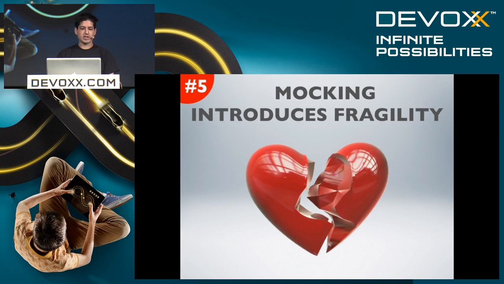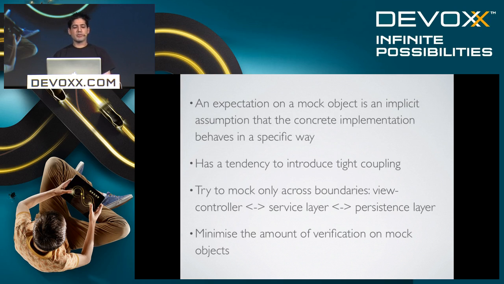So, number 5. This is going to be a bit controversial. Mocking introduces fragility. Lots of people go on about how they love mocking, how it's a solution to so many of their woes. But an expectation on a mock is an implicit assumption of how the code you're mocking is going to behave. Let me give you an example. We have a new data structure type. If you try and get an object from it, it's indexed, and that index doesn't have an object there, it'll return a null. So we code up our mock to respond like that.